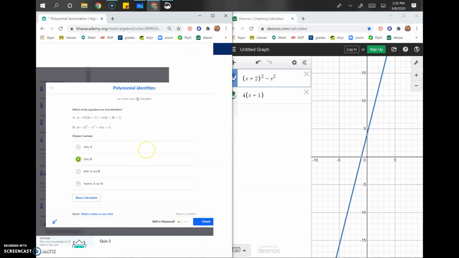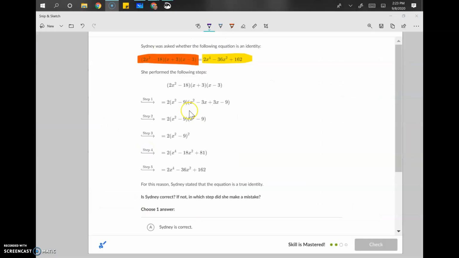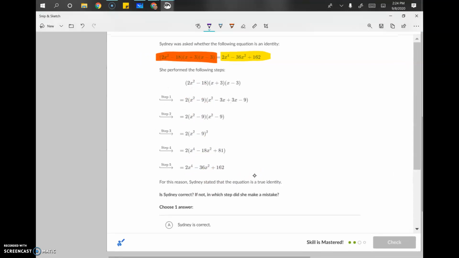That was only the case for B. This one is a little bit different. Here it's giving us an equation, and Sydney is doing a bunch of operations to see if the expression on the left can be written as the expression on the right. We have to figure out if she's made any mistakes. We could follow her steps. Like here, what did she do first? She found her greatest common factor.